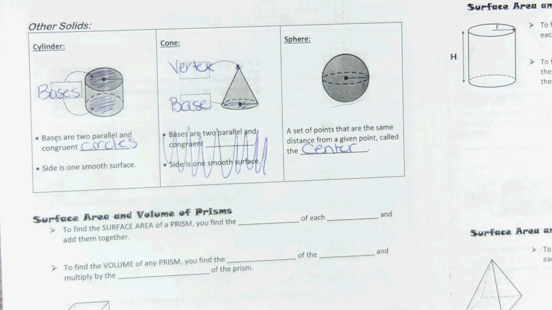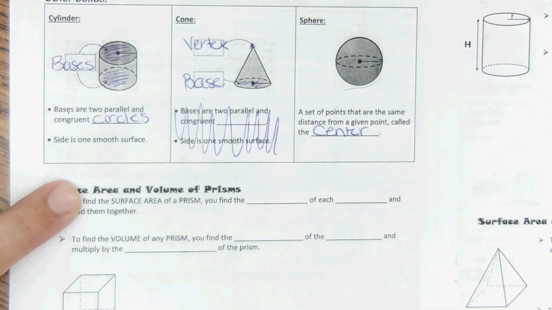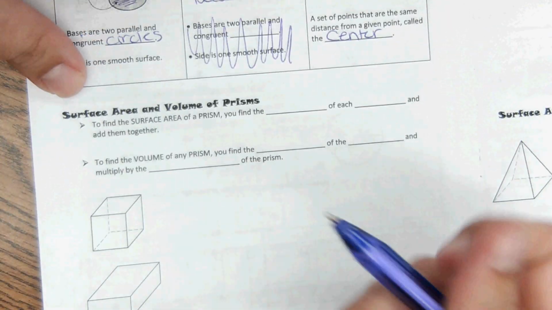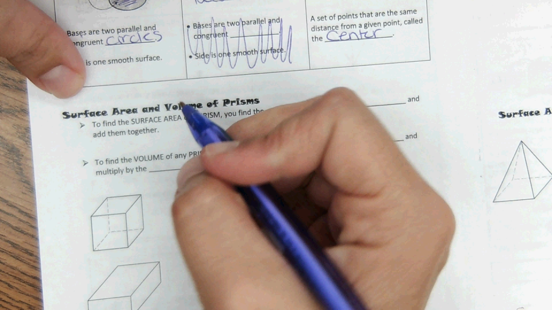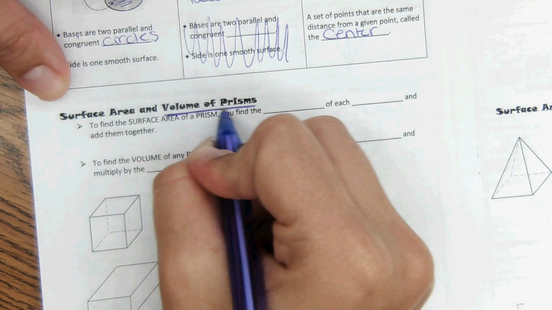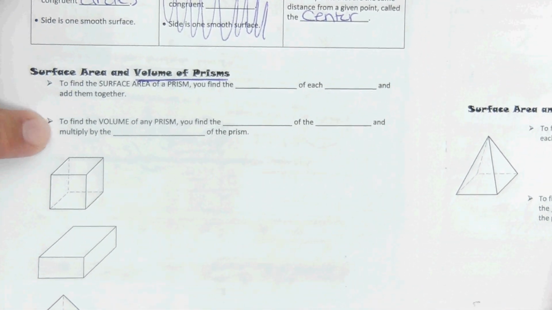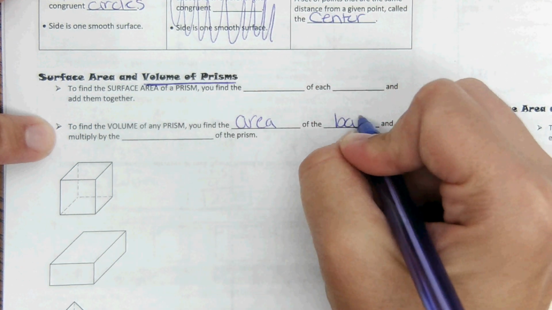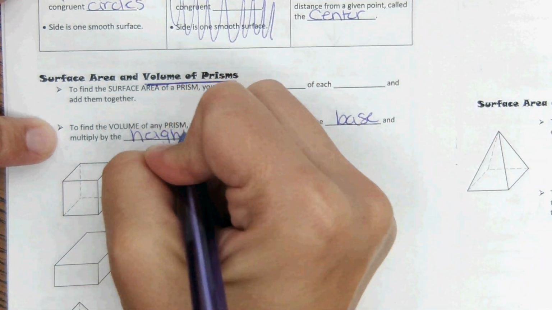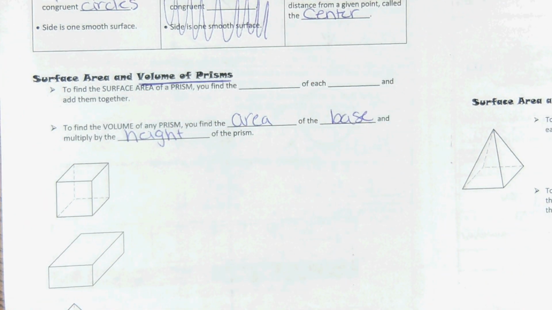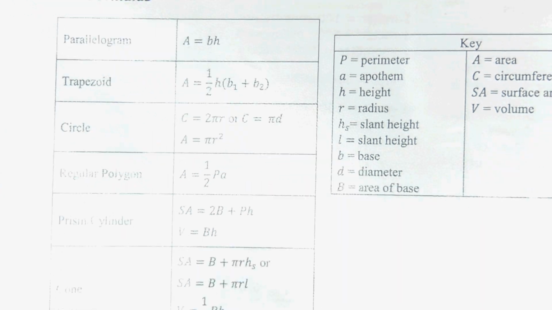Okay, next, then we're going to do some calculations. It says surface area and volume, but we're just going to focus on one of these at this time. We're going to just focus on volume of prisms, cylinders, pyramids, etc. So to find the volume of any prism, you find the area of the base and multiply by the height of the prism. We are going to use the equation for this.